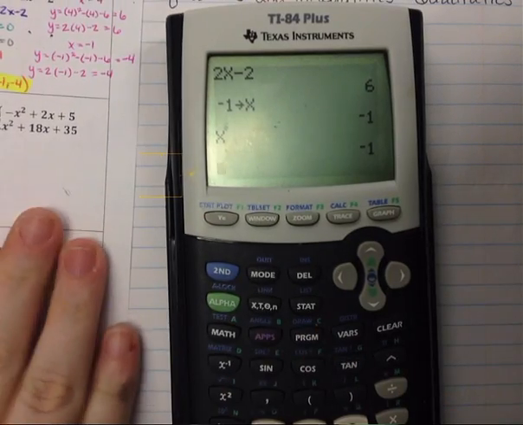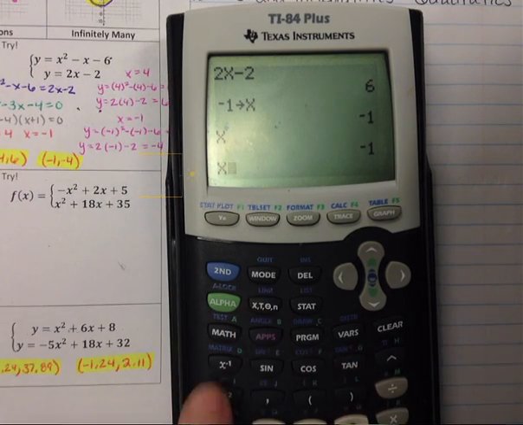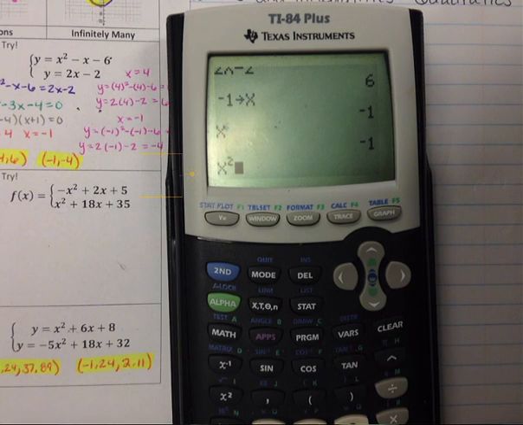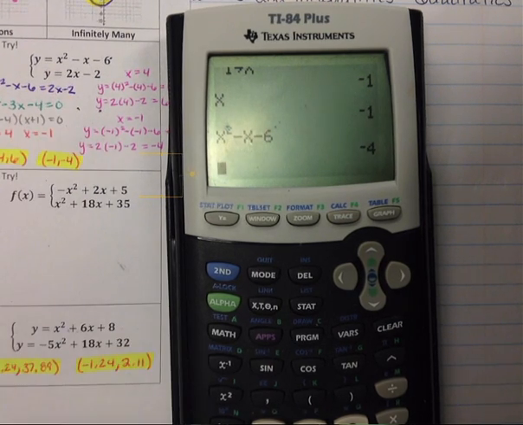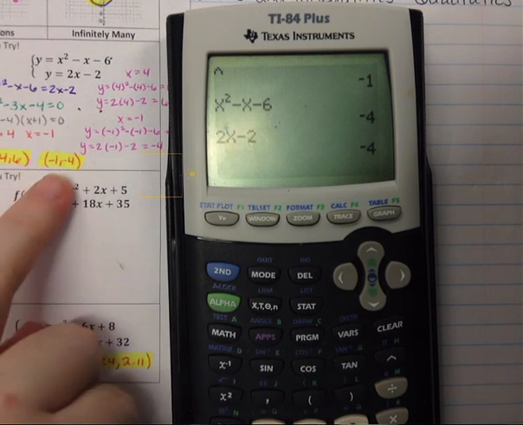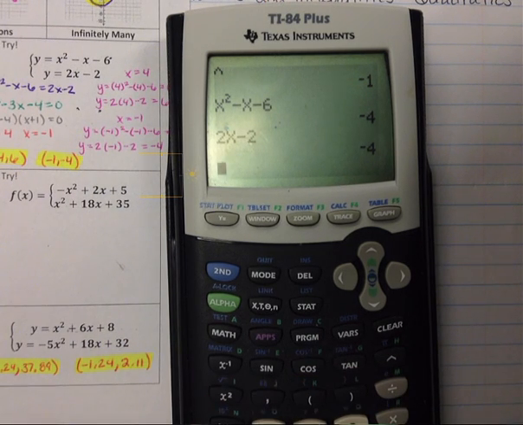Now I can just retype in those equations to see what my y values are. So x squared minus x minus 6. We get a -4, which is what we had gotten. So let's type in the second one, 2x minus 2. Enter. Also gives me -4. So again, that tells us the correct solution. This was just storing it into your calculator. It's just a way to do that.